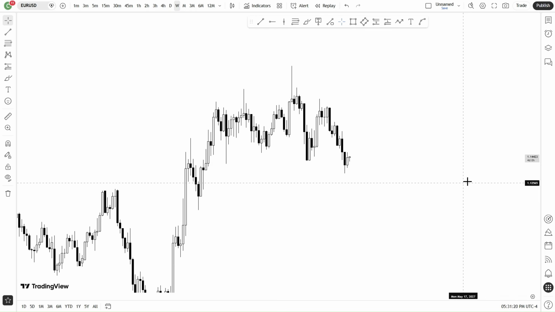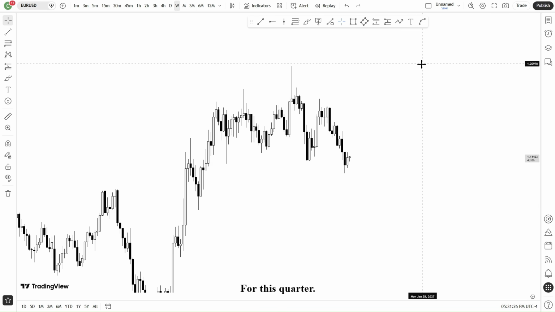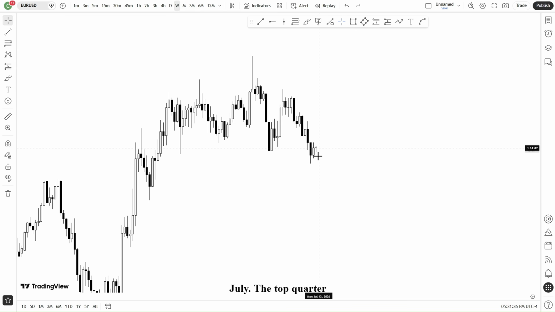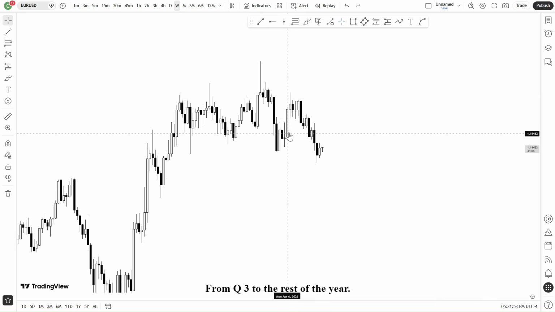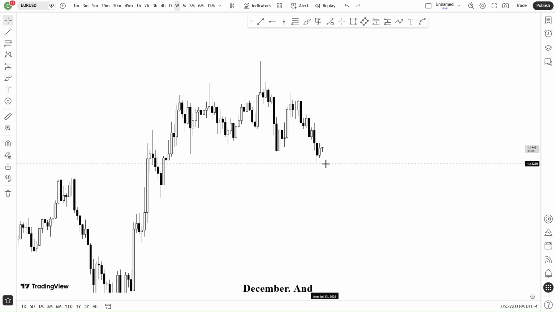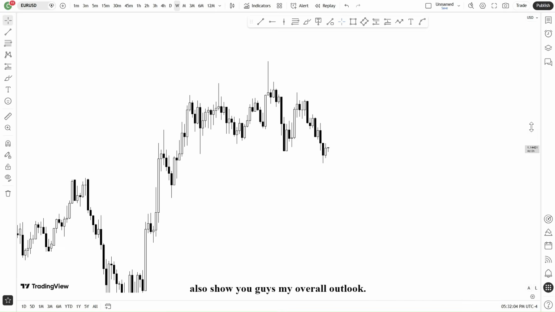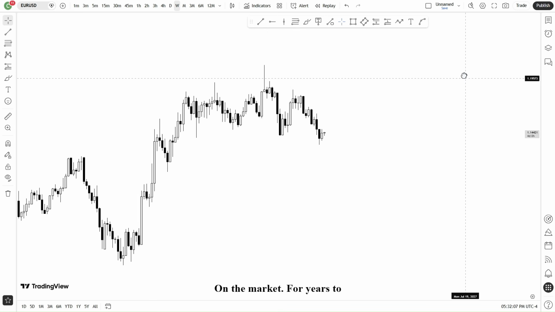I'll be giving out my outlook in the market for this quarter, which is Q3 open, July, the third quarter open, and my outlook across currencies and crypto from Q3 to the rest of the year, which is till December, and also show you guys my overall outlook on the market for years to come.